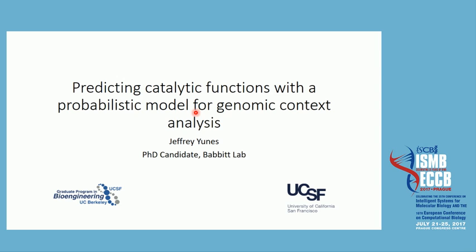The title of my talk is Predicting Catalytic Functions with a Probabilistic Model for Genomic Context Analysis. This talk is 20 minutes, even though the schedule says 10 minutes. It is 20 minutes. So my name is Jeffrey Yunus. I am a PhD candidate in the UC Berkeley UCSF Bioengineering program and a member of Patsy Babbitt's lab at UCSF.